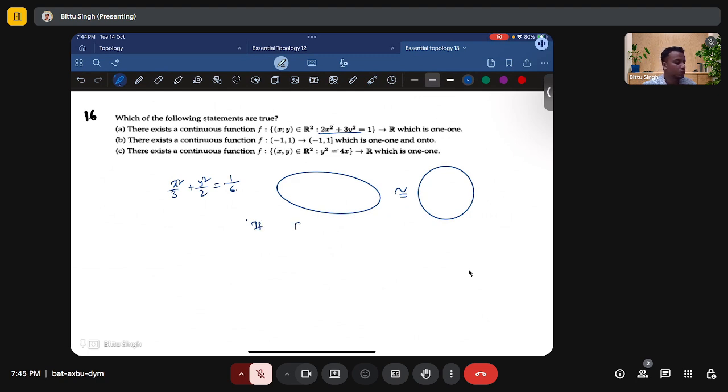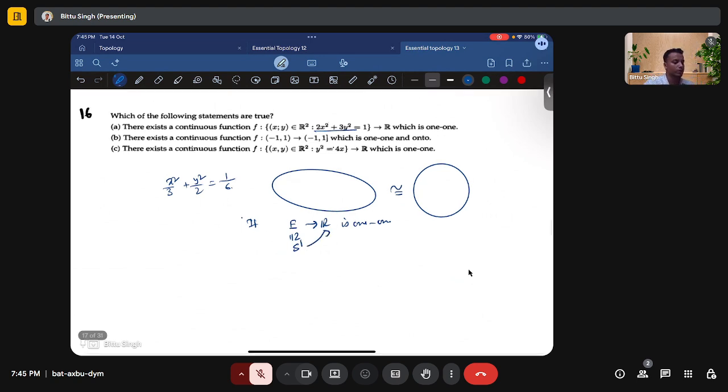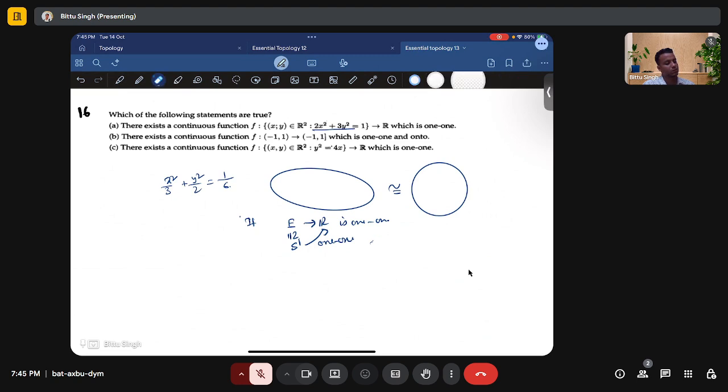If the ellipse to R is 1-1, and this is homeomorphic to the circle S1, then we get a circle to R which is 1-1. But we know this is not possible. This is a contradiction. We have already proved there cannot be any 1-1 map. So this is false.